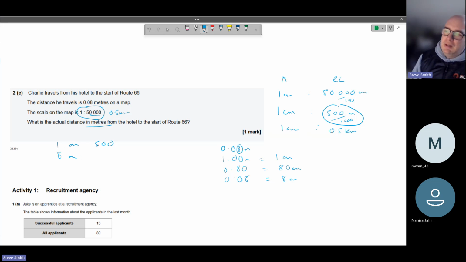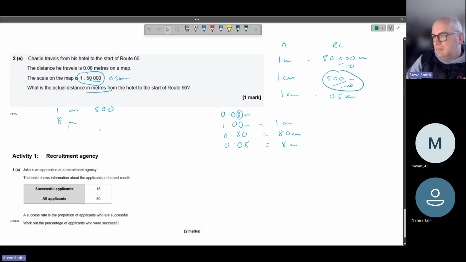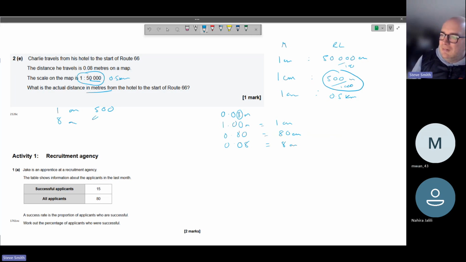Yeah, that one to that one is 500 times bigger. So this one to this one is 500 times bigger. Yeah. So let's go 8 times 500. Why are we doing 8 times 500? You know, 8 times 5 is 40. So 8 times 500 is 4,000 meters.